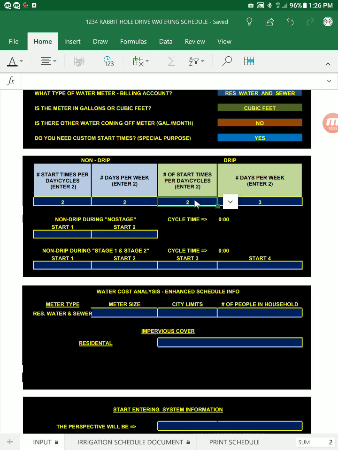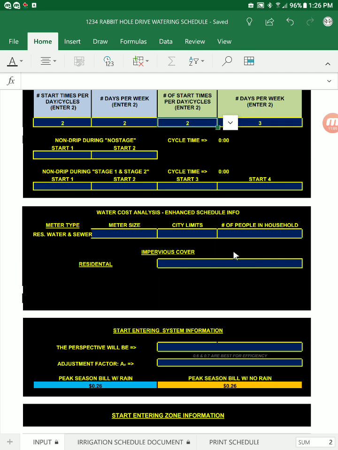And then over here we have 2 start times, and we have 3 days per week. So we have 6 cycles per week. That's just terminology. That doesn't have anything to do with making a schedule. It's just terminology you should know.